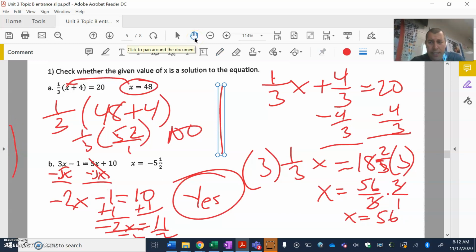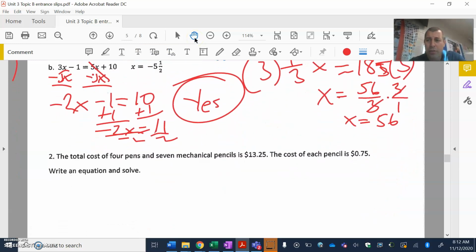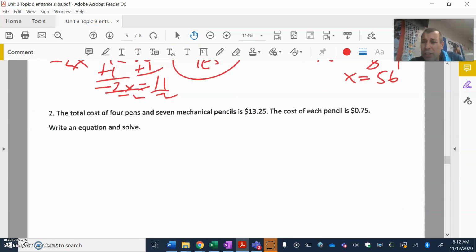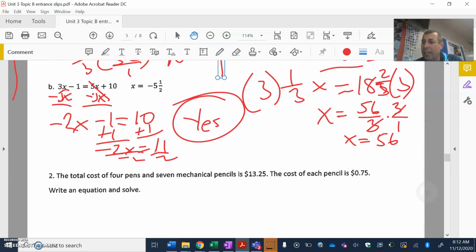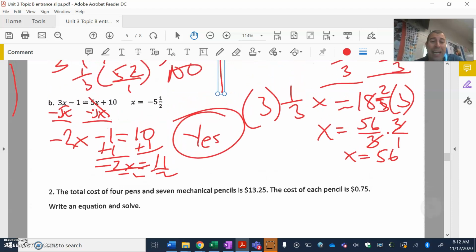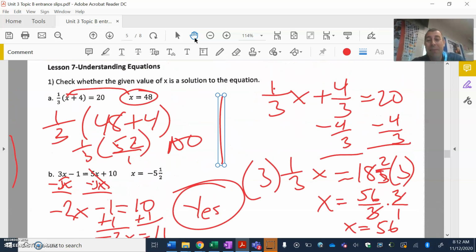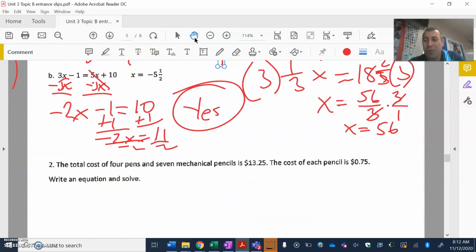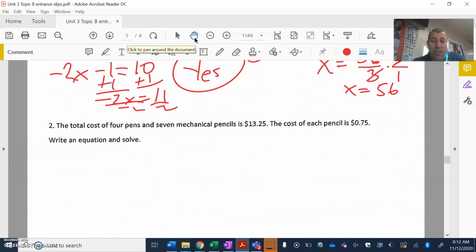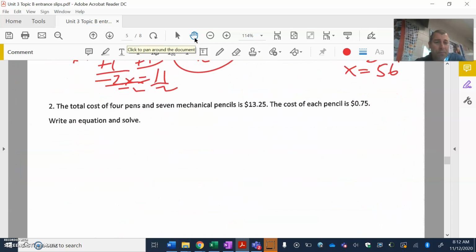Like I said, two different techniques, both good. It just depends on the situation. If you're wondering which one to do, it's up to you. I kind of say if they give me a fraction, I'm going to solve the equation. If they give me a whole number, then I'm going to use substitution. But it depends on the situation and what you like better.